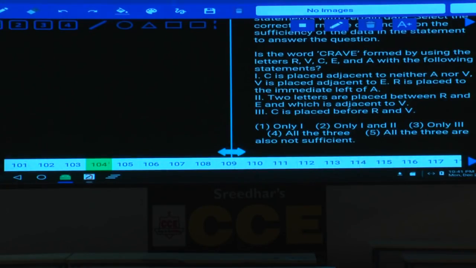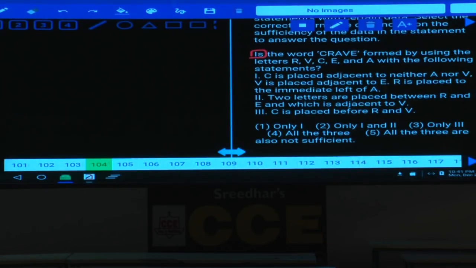Now the question is about: can the word crave be formed by using the letters R, V, C, E, A? As the question is asking "is", we need to find out whether yes or no. Isn't it? Whether we can find the code for whether we can form the word crave or we cannot form the word crave.